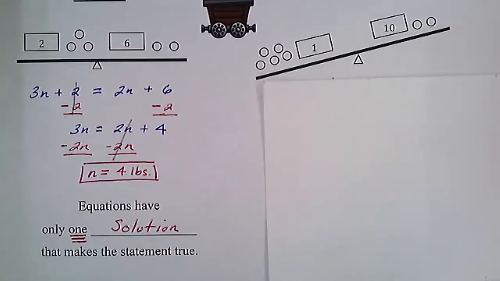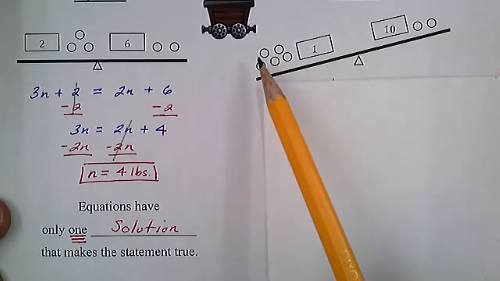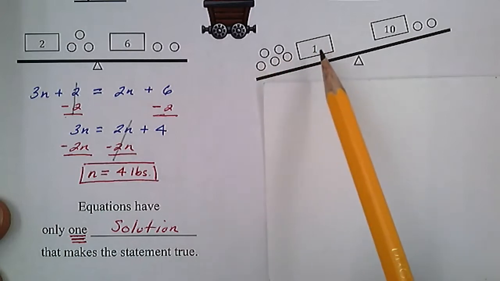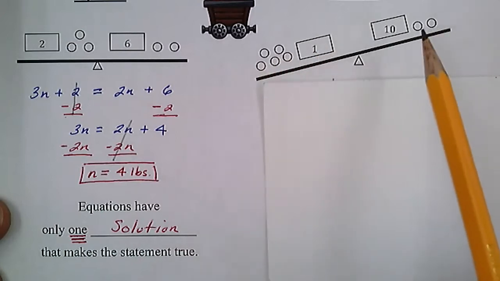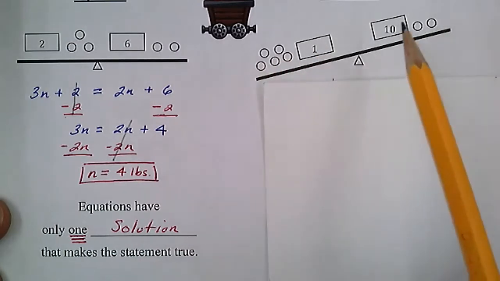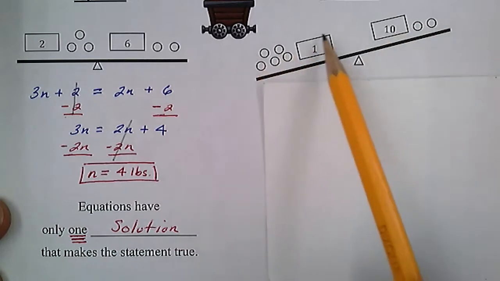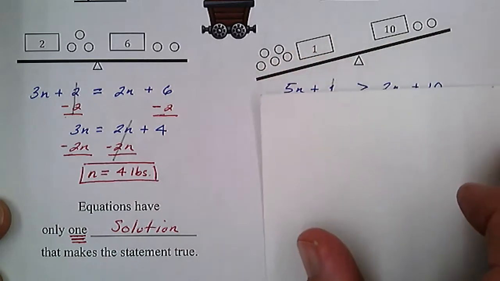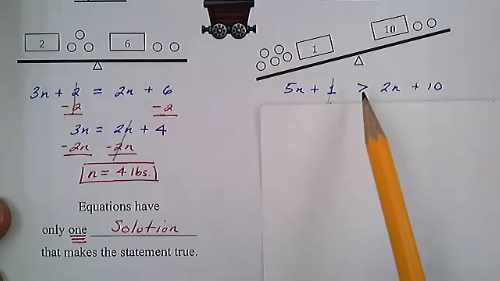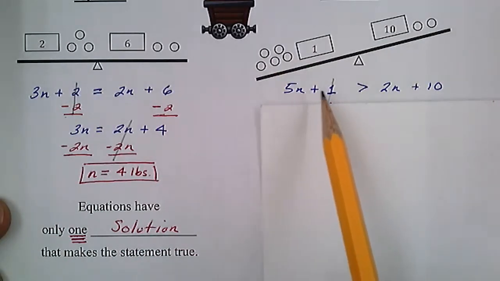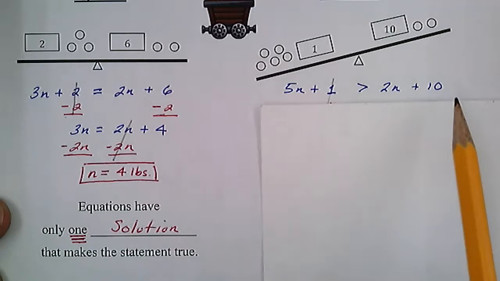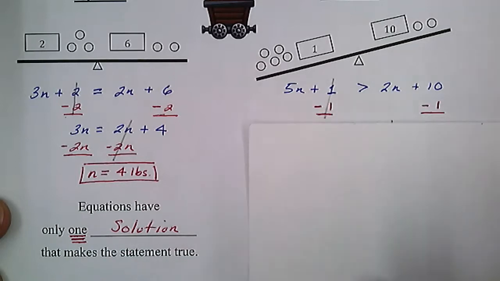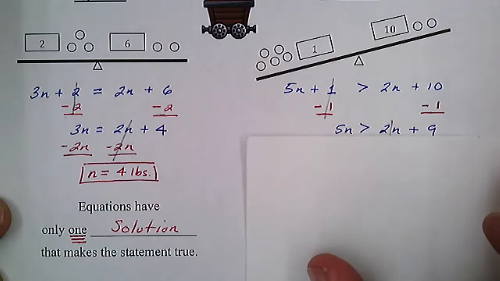Okay, now let's take a look at this inequality. I've got 5 gold nuggets plus 1 pound of weight, and I've got 2 gold nuggets plus 10 pounds, and it looks like this is heavier. So we're going to say it's greater, right? So 5n plus 1 is greater than 2n plus 10. Now I'm going to go ahead and subtract 1 from both sides. I subtract 1, and over here, that's going to give me 9.